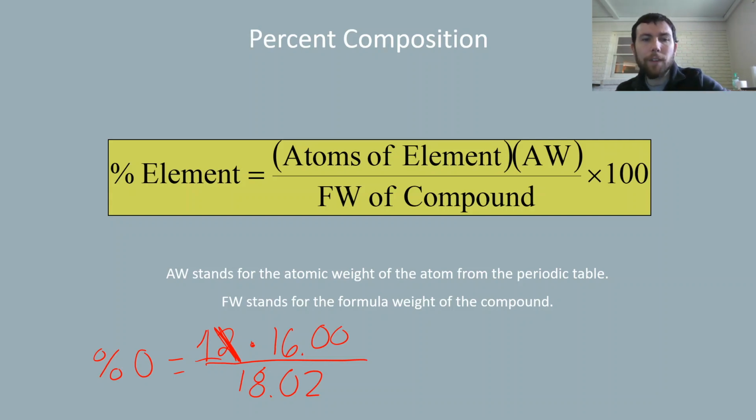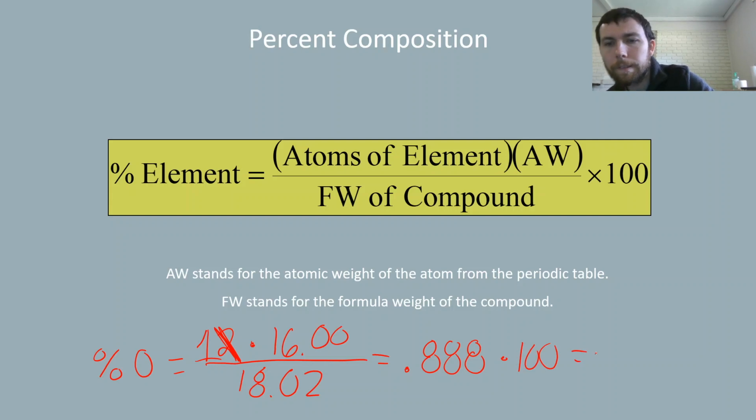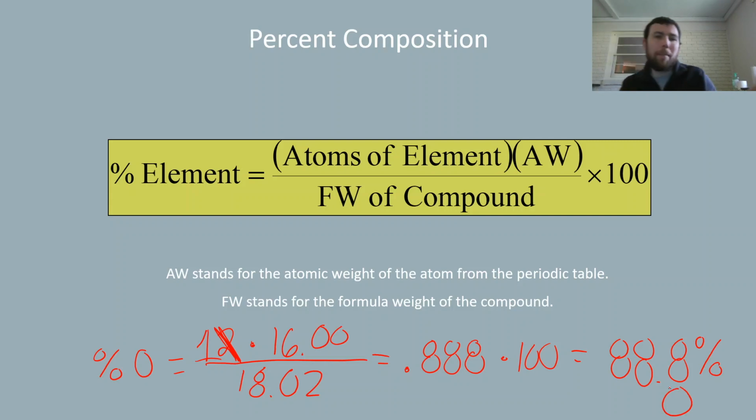So you got 16 divided by 18.02. That's going to be equal to 0.888. You multiply that by 100, and you get that water is 88.8% oxygen by mass, right? Pretty straightforward calculation.